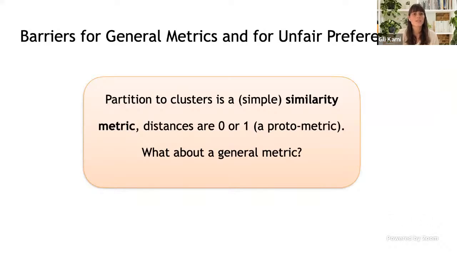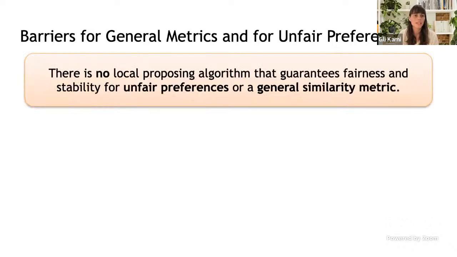Dwork et al. suggested formulating a fairness requirement using a similarity metric where distances are real values. The partition to clusters is actually a simple case of a similarity metric, where distances between doctors are either 0 for similar doctors or 1 for different doctors. But what about a general similarity metric? In our last result, we showed that if we remove any of the assumptions, that is, if we allow either a general similarity metric or unfair hospital preferences, no algorithm of the style of the Gale-Shapley algorithm guarantees both fairness and stability.